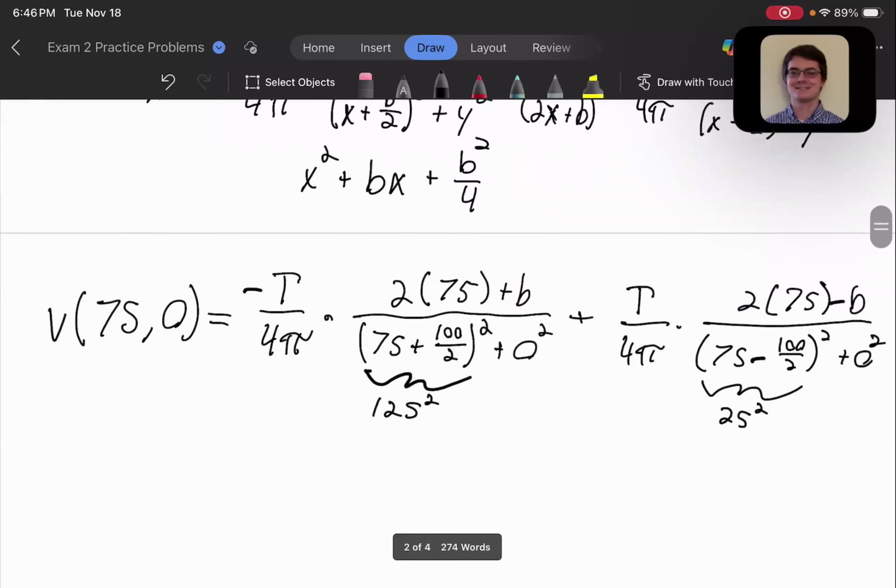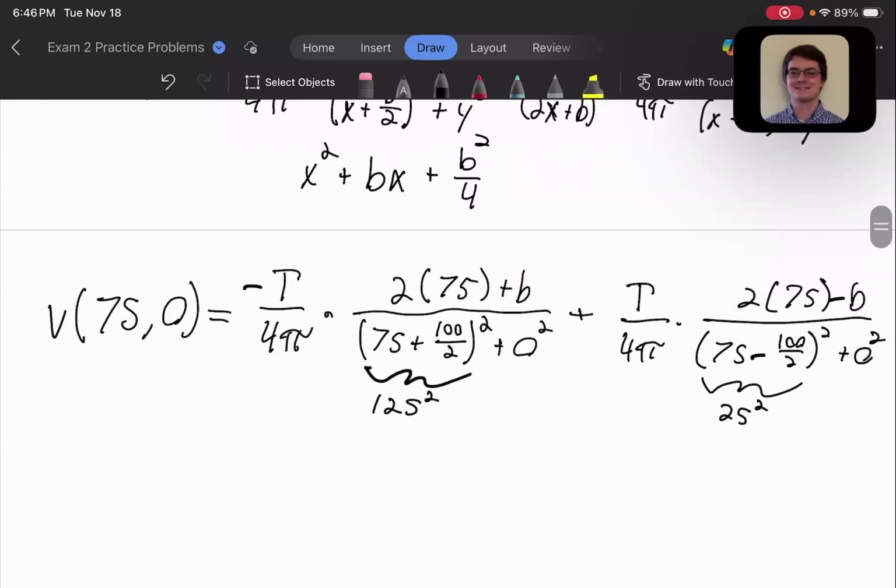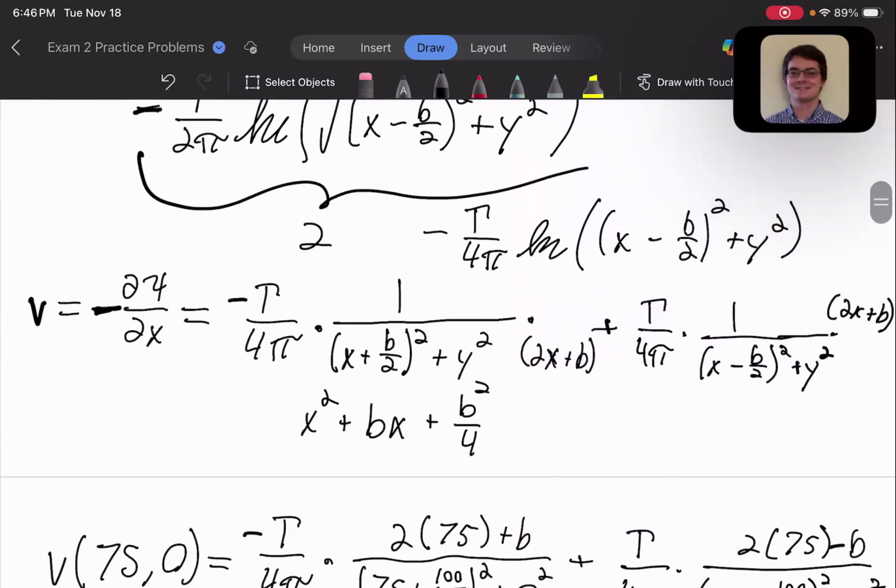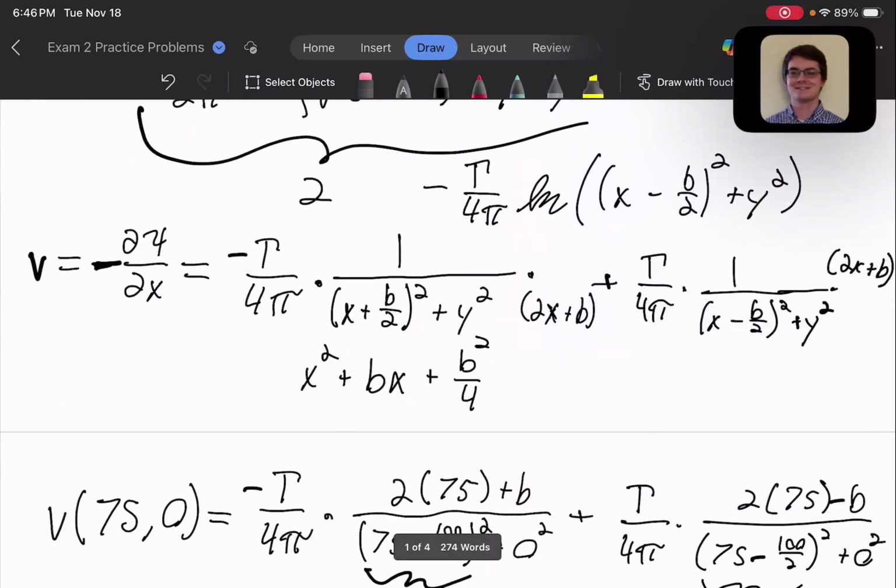So up here, we took the derivative of ln of x minus b over 2 squared and all that stuff. When you do the chain rule, you multiply the whole quantity by the derivative. And I missed it the first time too: when you expand out the denominator, you get this. So it's not just 2x, it's 2x plus b, because there's an x there.